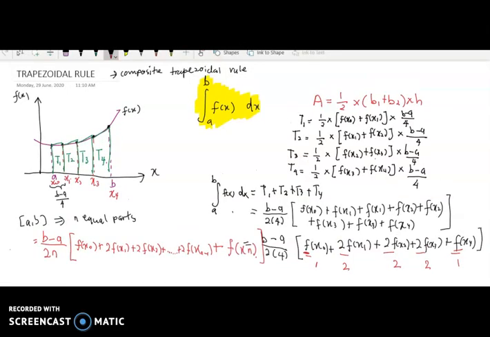So this is the general formula to find the integral of f(x) from the interval a to b, given that we are dividing the interval [a, b] into n equal parts. So that's all for this segment. For the next video, I will show you a few examples of the trapezoidal rule.